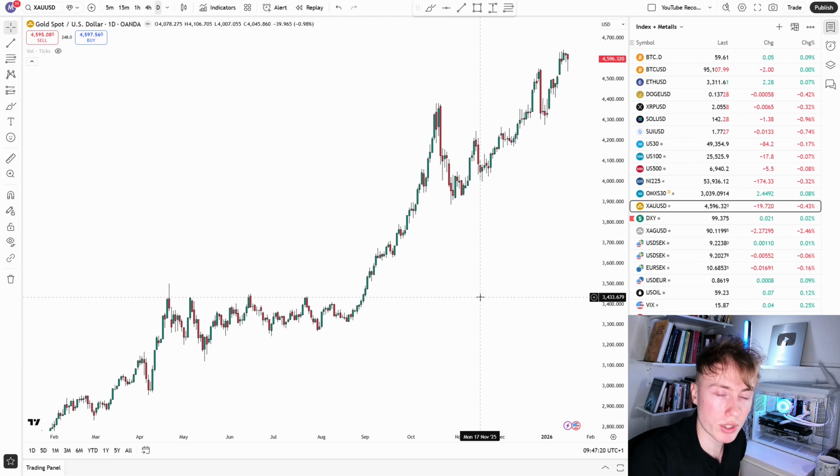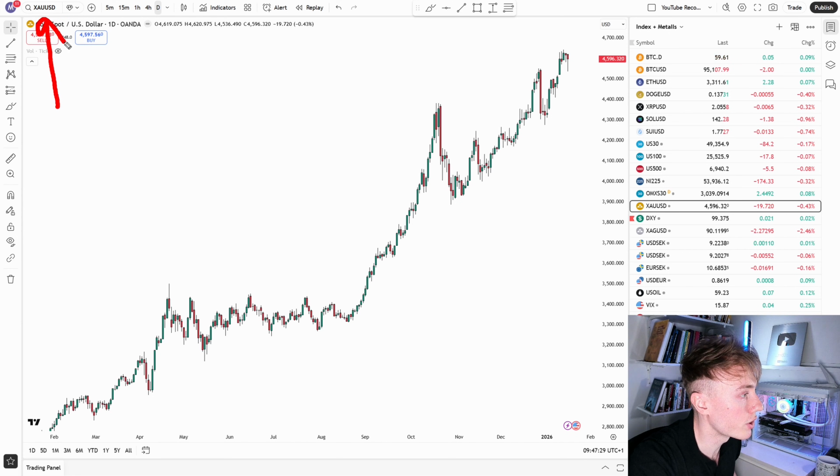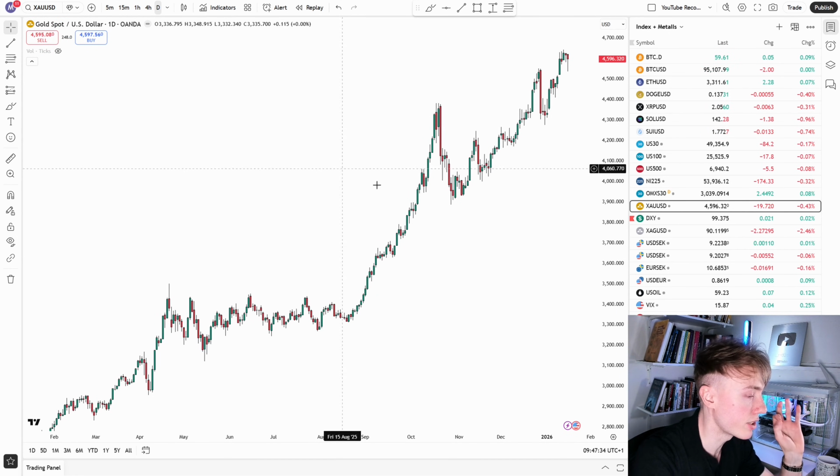So now, to show you guys why the most important resistance levels matter, let's go back here to the gold chart. So we are once again in TradingView. We are once again on the gold chart on the daily time frame. So every candlestick on this chart represents one day.